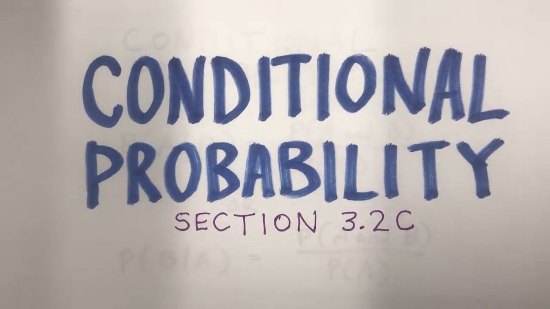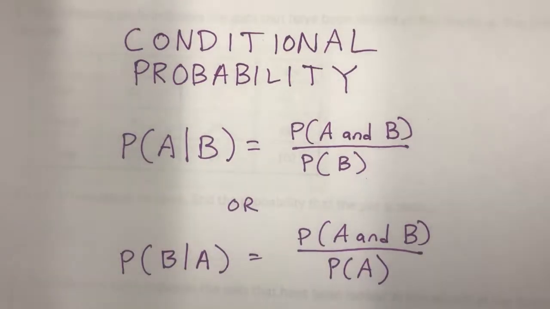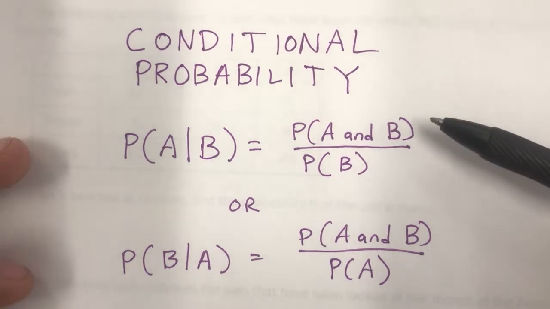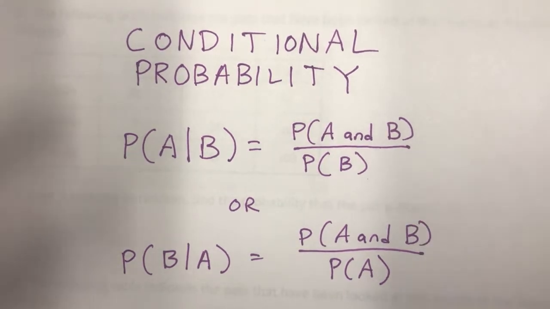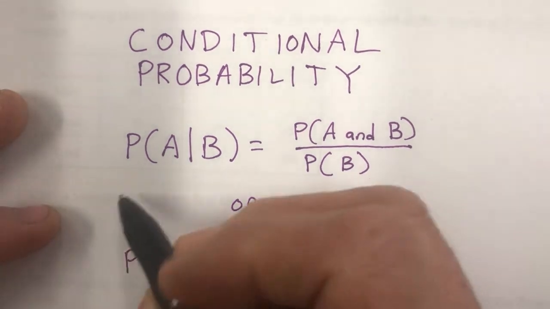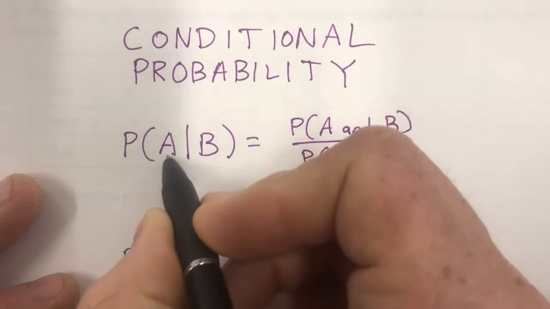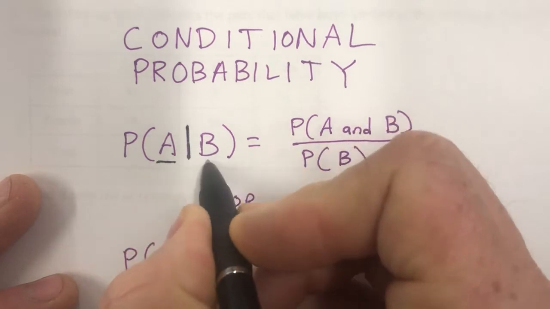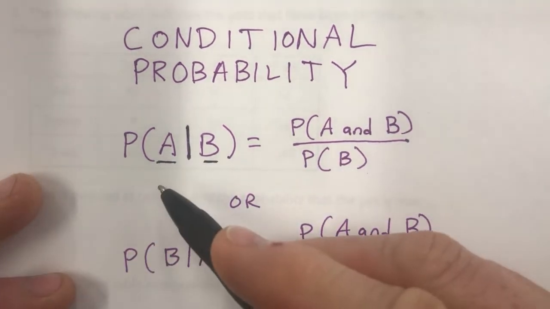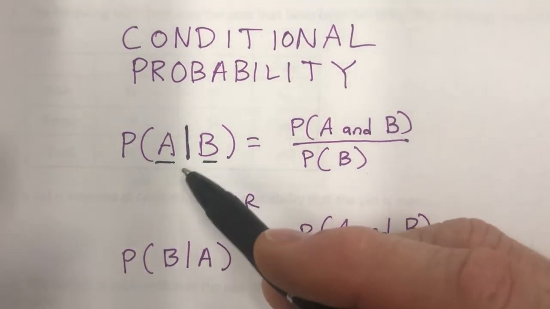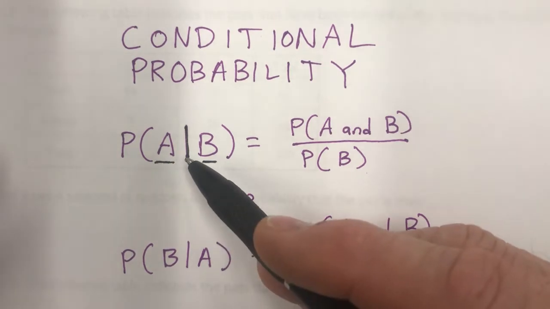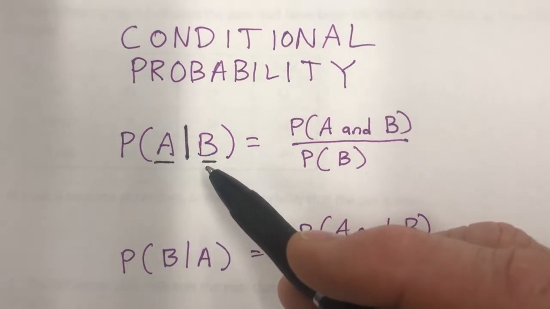All right, we're looking at conditional probabilities today. This is what a conditional probability looks like as far as the algorithm that we proceed with. This right here is the probability of A given B, or the probability that A happens with the condition that B has already happened.